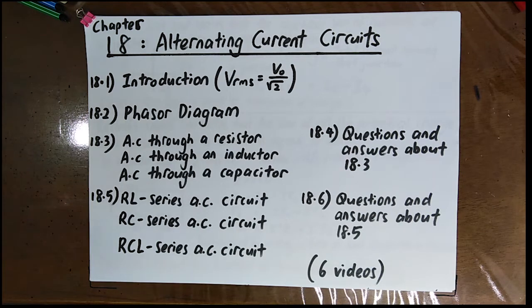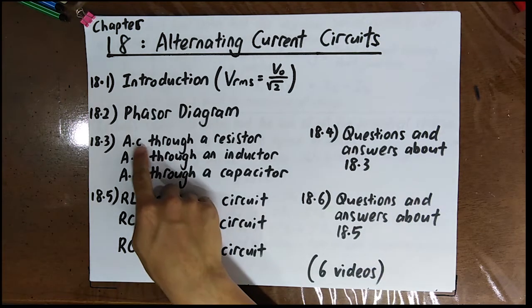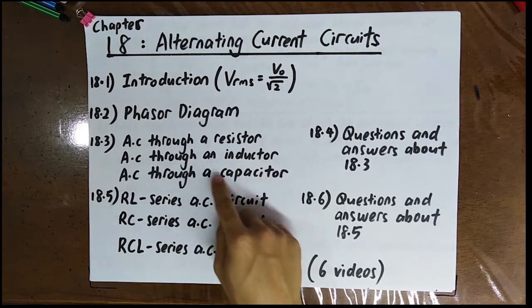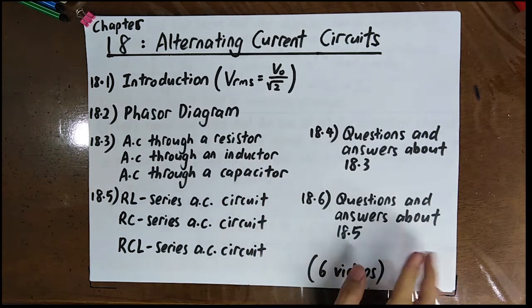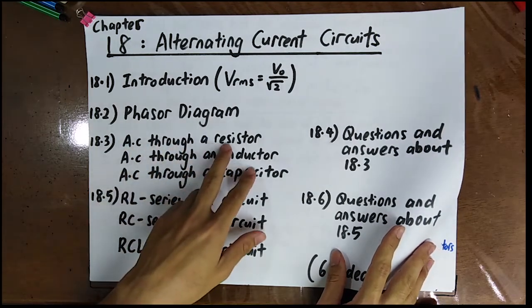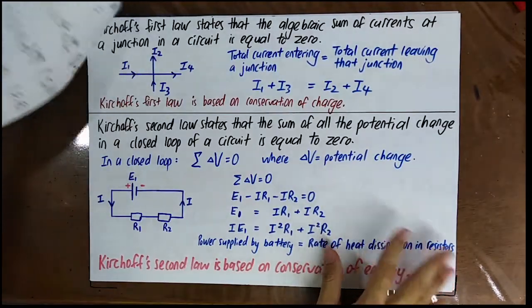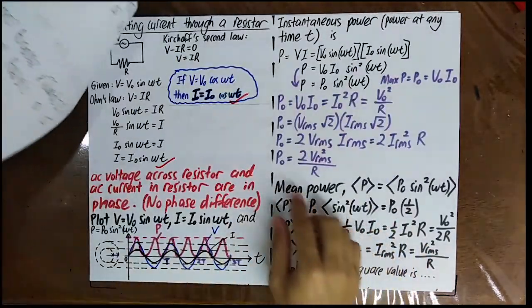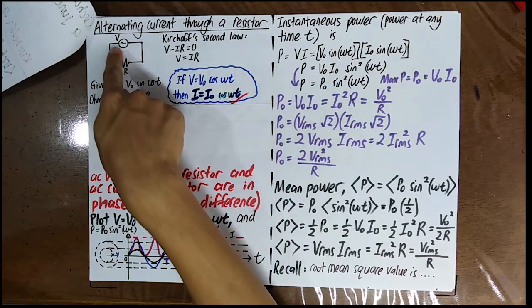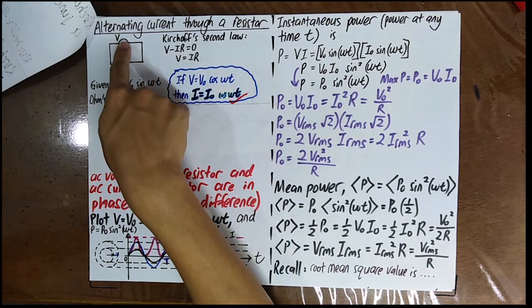Okay, in this video, we will talk about the alternating current through a resistor, an inductor, and a capacitor respectively. So let's look at the alternating current through a resistor first.